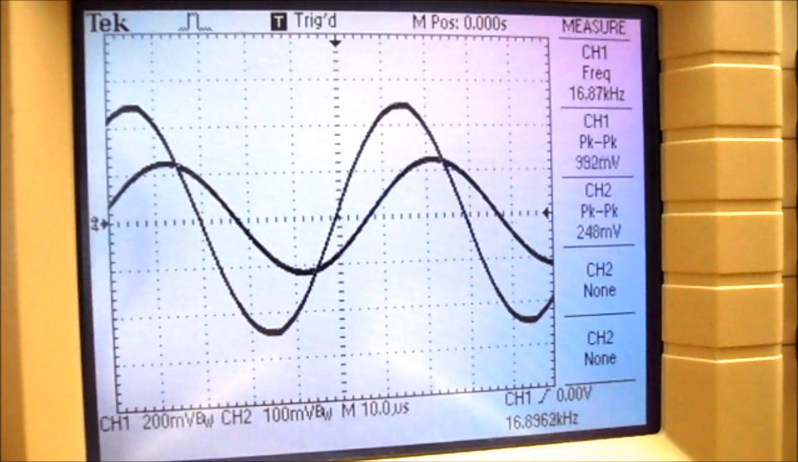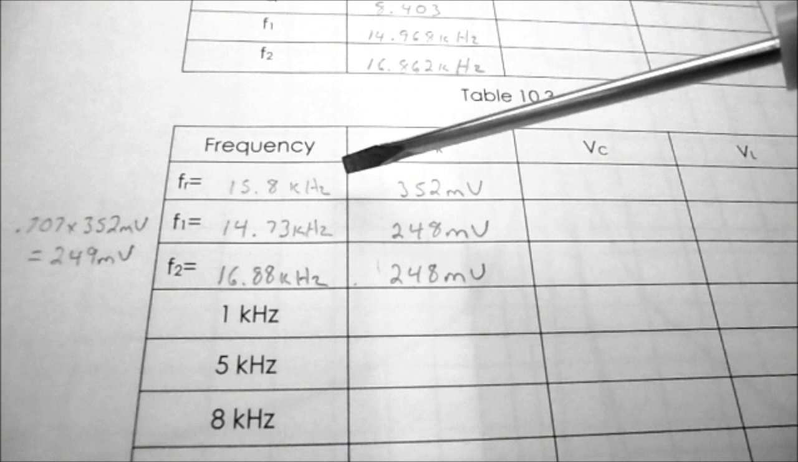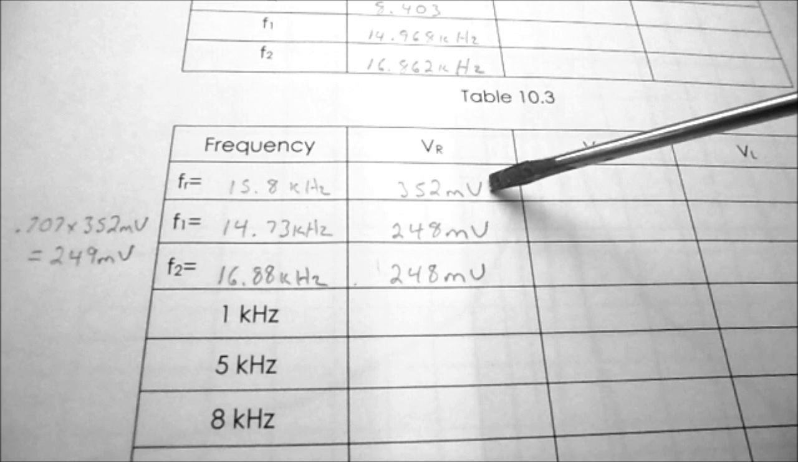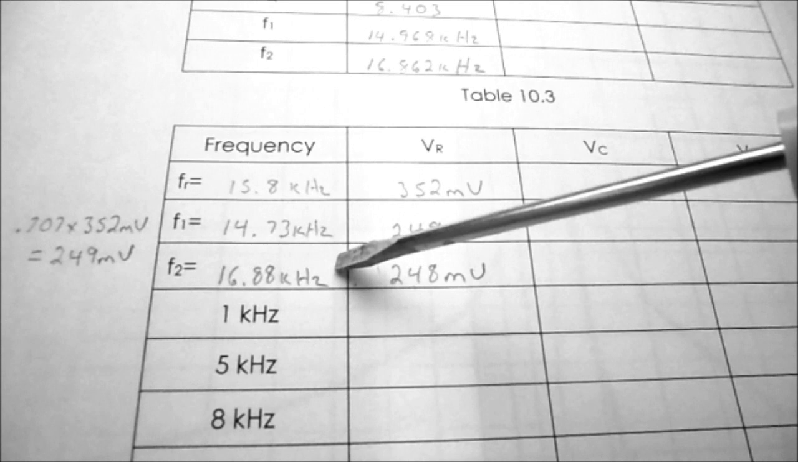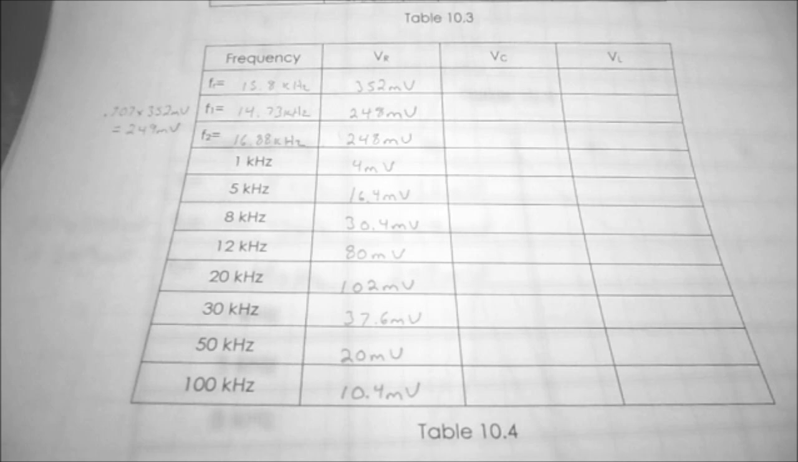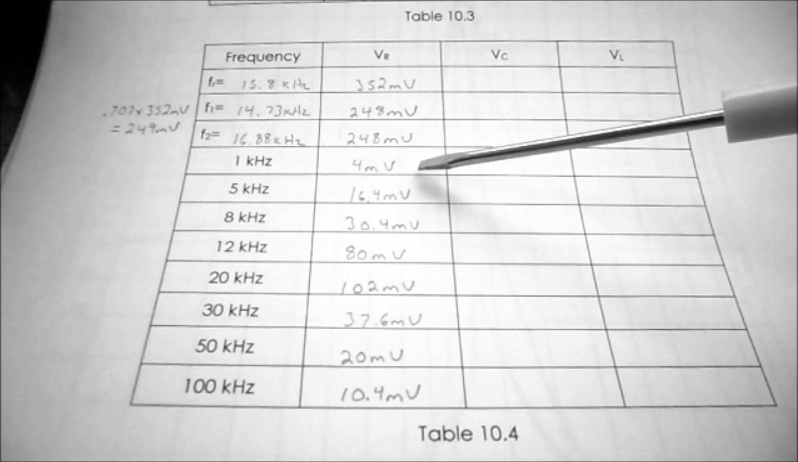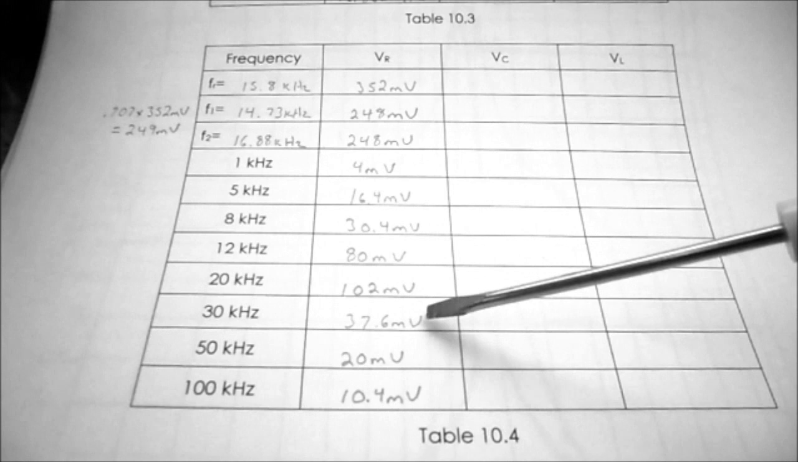So in table 10.4, I've recorded FR as 15.8 kilohertz at 352 millivolts. F1 is 14.73 kilohertz at 248 millivolts, and F2 at 16.88 kilohertz at 248 millivolts. So on table 10.4, I've gone ahead and taken my readings at 1 kilohertz, 5 kilohertz, 8 kilohertz, 12, 20, 30, 50, and 100 kilohertz.